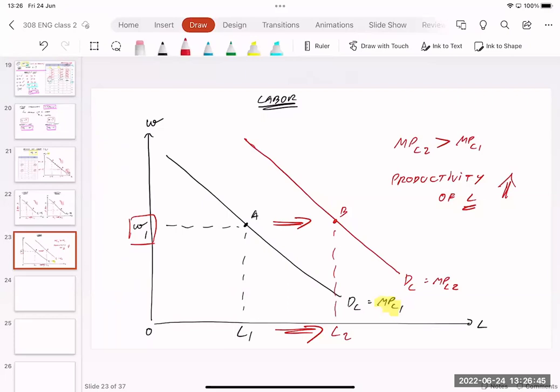So this is for the labor. For the capital, it's the same story. If capital becomes more productive, MPK increasing, demand for capital is going to shift to the right in the same way.